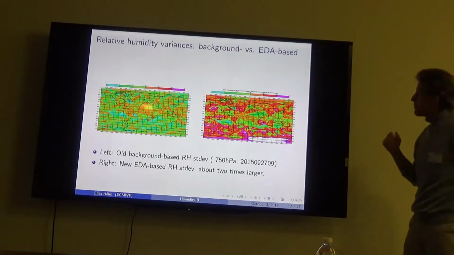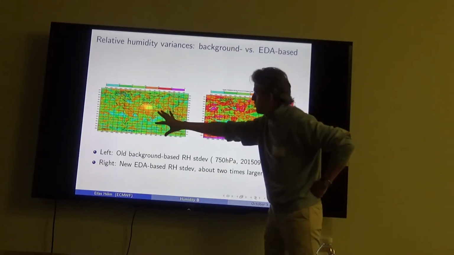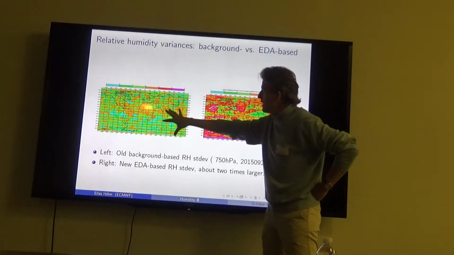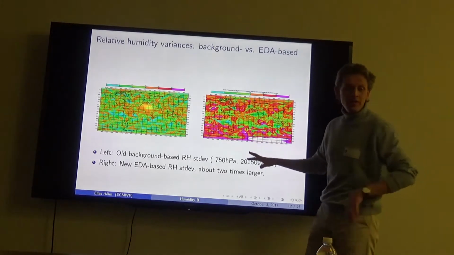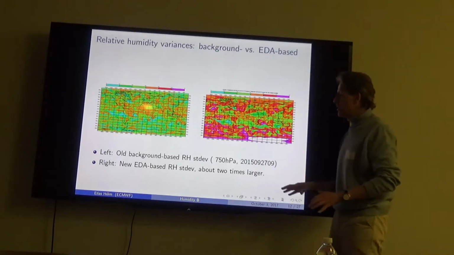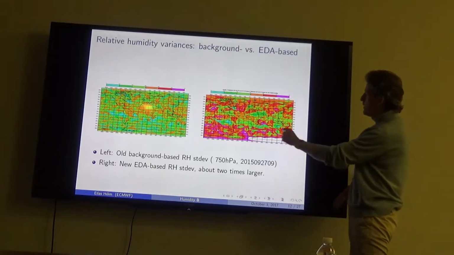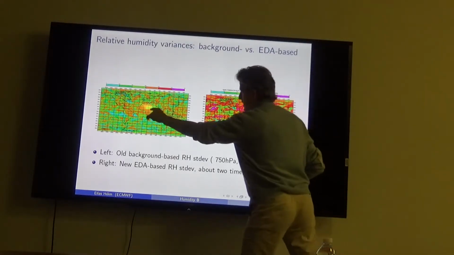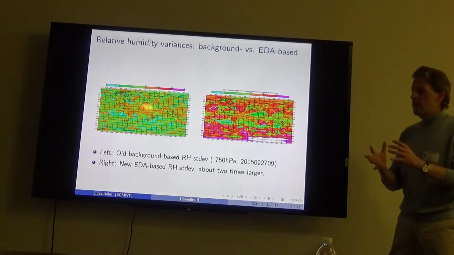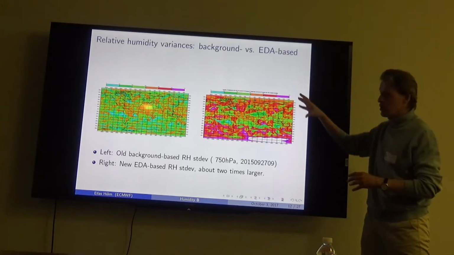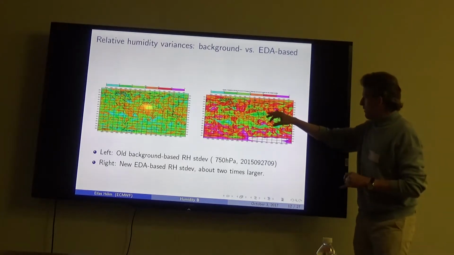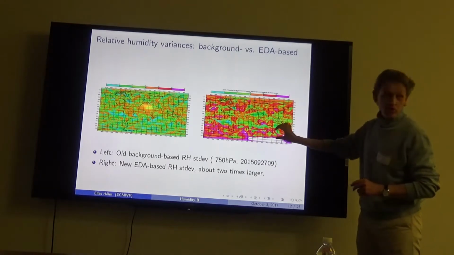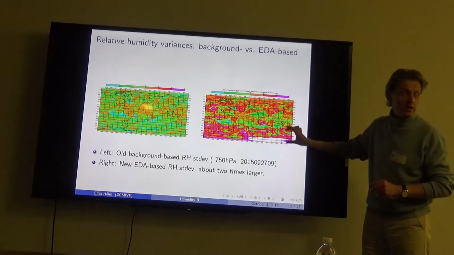So these are the humidity variances before with the climatological formulation and after. I'll show you a more detailed picture later, so don't worry about the details. But what you can see here is that in the tropics, things are more or less the same ballpark. But when we come to extratropics, there is a lot of variability. We get up to about twice as large variances now with the humidity.